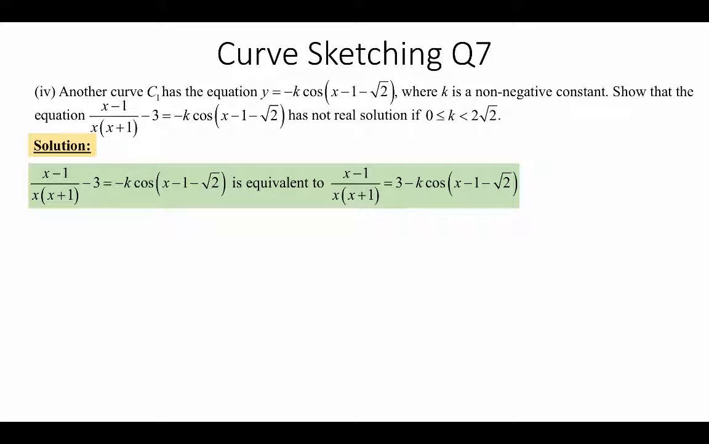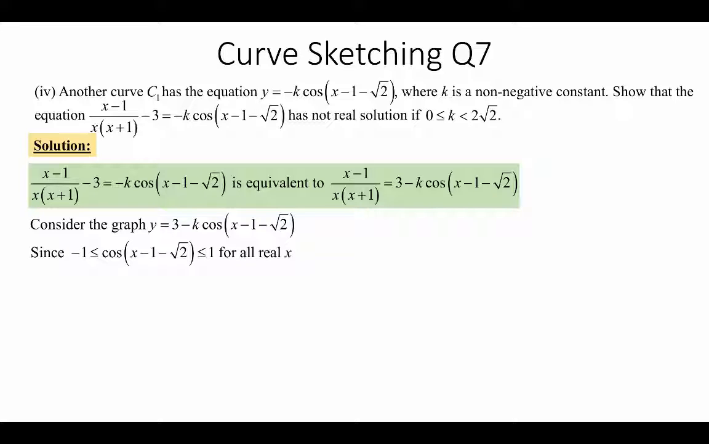First of all, the equation that we are to show has no real solution is equivalent to the equation x minus 1 over x times x plus 1 equals 3 minus k cosine of x minus 1 minus root 2. Considering the graph of y equals 3 minus k cosine of x minus 1 minus root 2, we will first realize that cosine of x minus 1 minus root 2 will always lie between negative 1 and 1. This is true of the cosine function, whereby the range is always between negative 1 and 1.